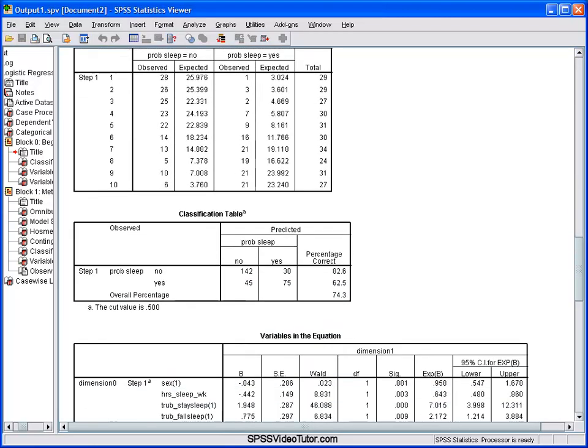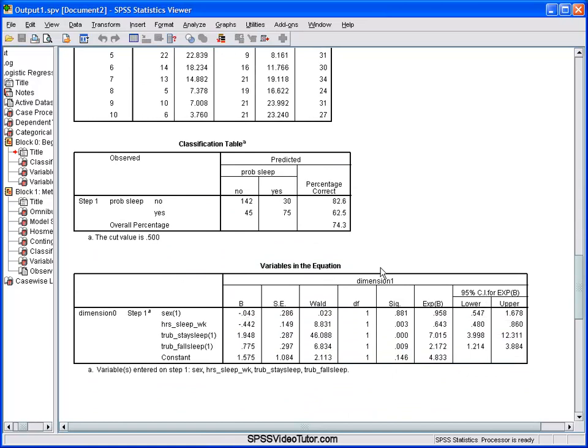Now, we go down to a very important table, which is the variables in the equation table. This tells us which of our independent or predictor variables make a significant contribution to our model. So we have the B, which you would see in a regression. You have the standard error of the B. You have the Wald test, which is conducted to determine if the predictor variables make a significant contribution to the model. You have the degrees of freedom, and then you have the significance value of the Wald test.